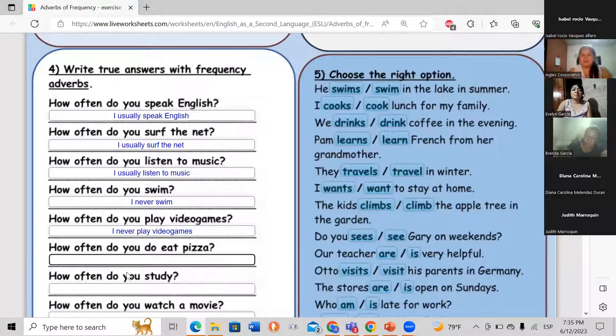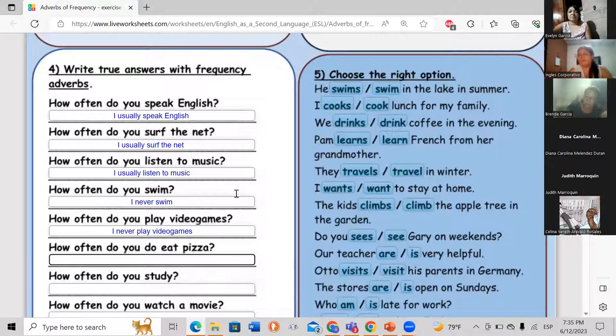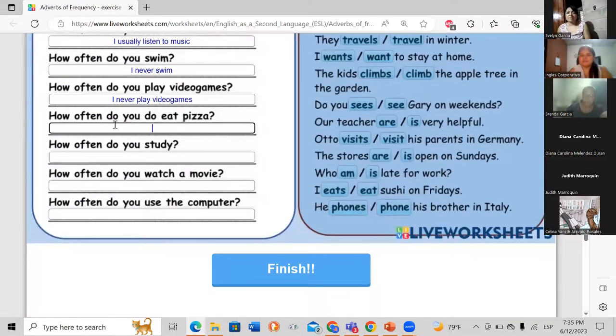Okay, good. How often do you eat pizza, Robert? I rarely eat pizza. Okay, good. Manuel, how often do you study? I always study English, right? Yes. Okay.